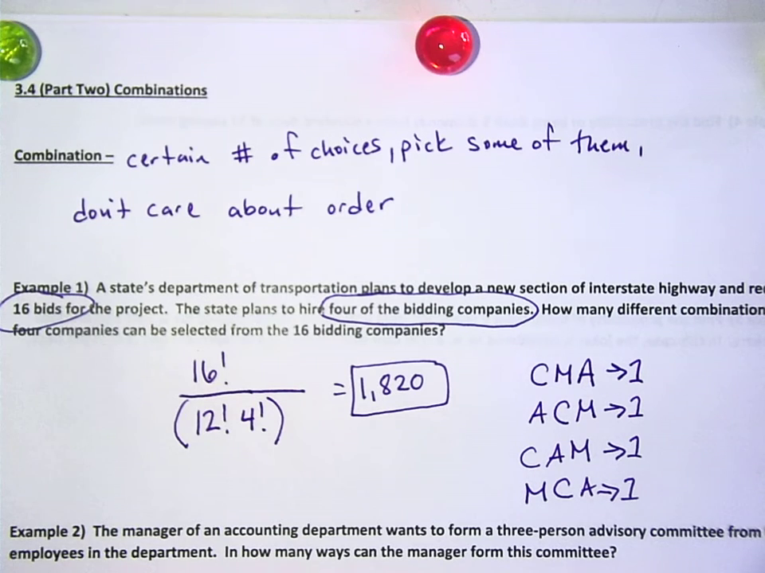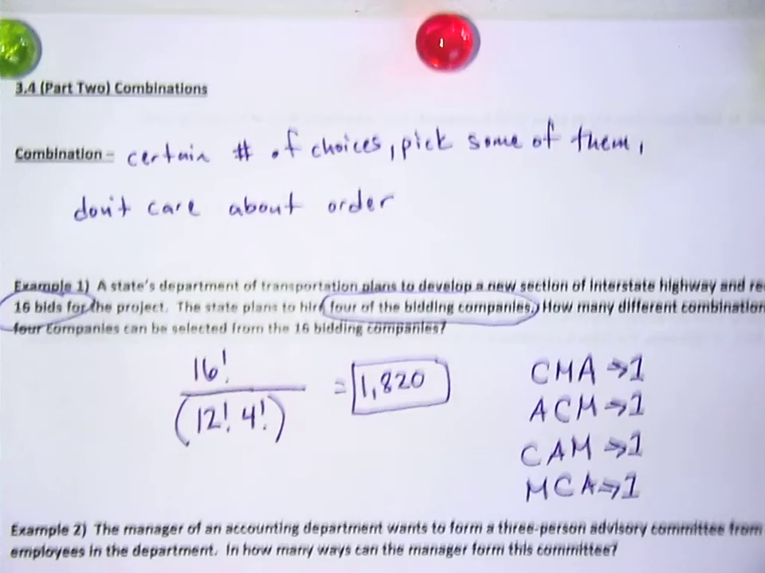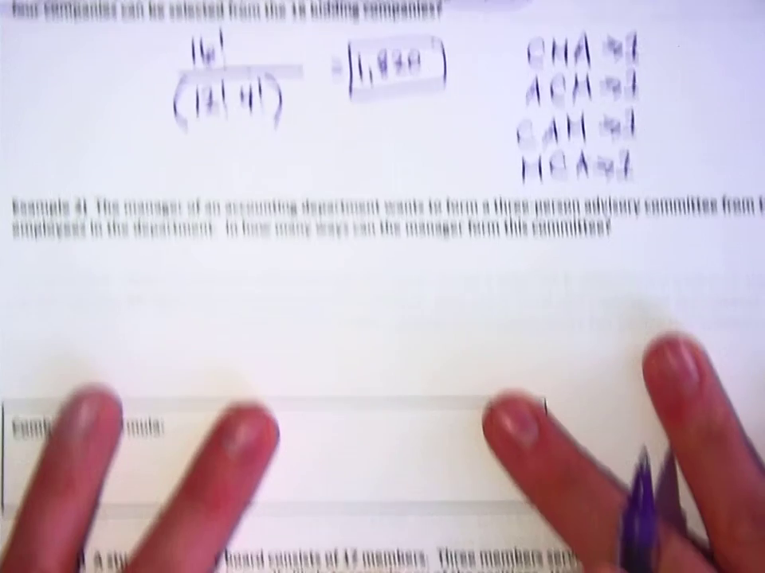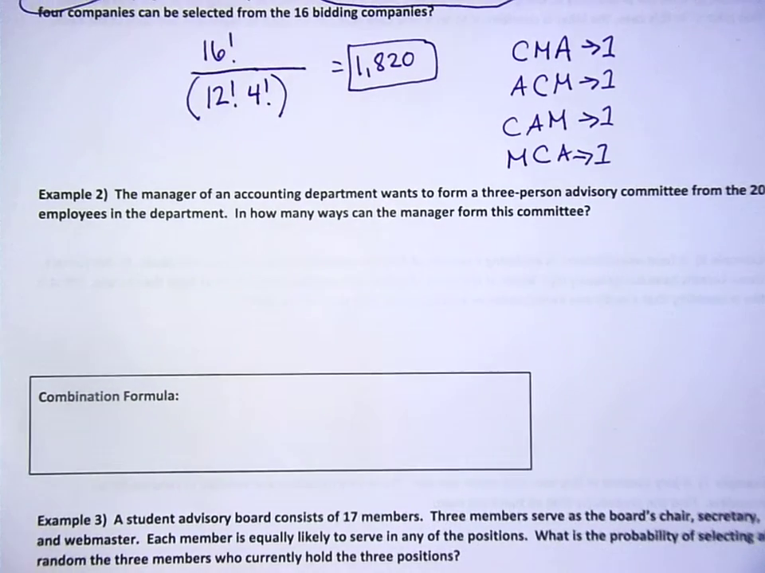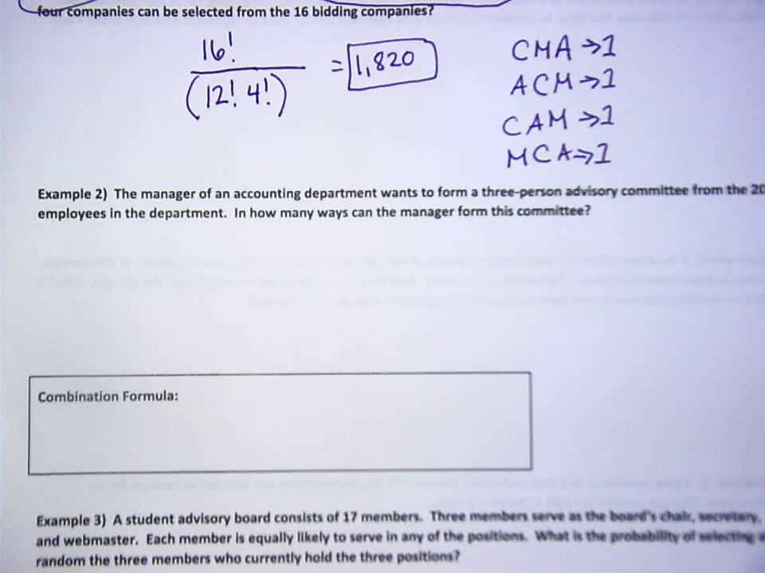Okay. All right, so let's try this one. The manager of an accounting department wants to form a 3-person advisory committee from the 20 employees in the department. How many ways can the manager form this committee? Does it matter what order we pick these people in? No, we just got to pick 3 people.